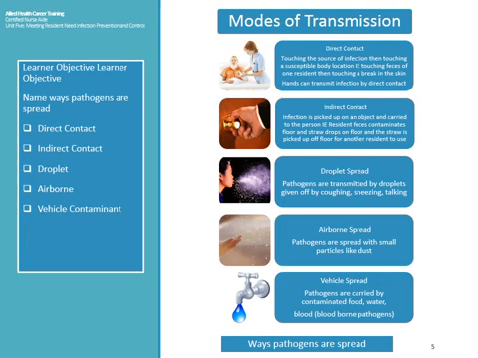Another way is through vehicle spread. This is pathogens that are carried by contaminated food, water, and blood. Blood-borne pathogens. So these are some of the ways that pathogens are spread: direct contact, indirect contact, droplet spread, airborne spread, and vehicle spread.